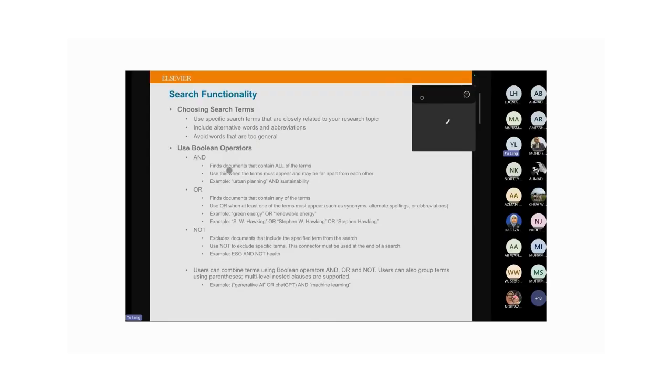For instance, if you want these 2 terms to appear, then you have to search urban planning AND sustainability. So both terms must appear. And OR finds documents that contain any of the terms. So use OR when at least one of the terms must appear. Normally you apply OR when you want to search for synonyms, alternate spellings, or abbreviations. For instance, you can search green energy OR renewable energy.